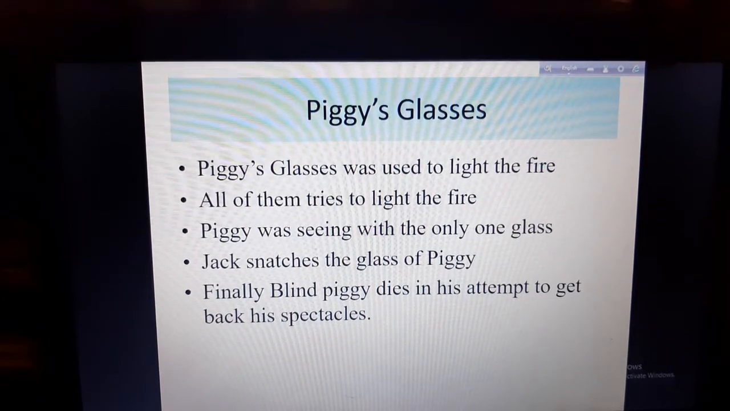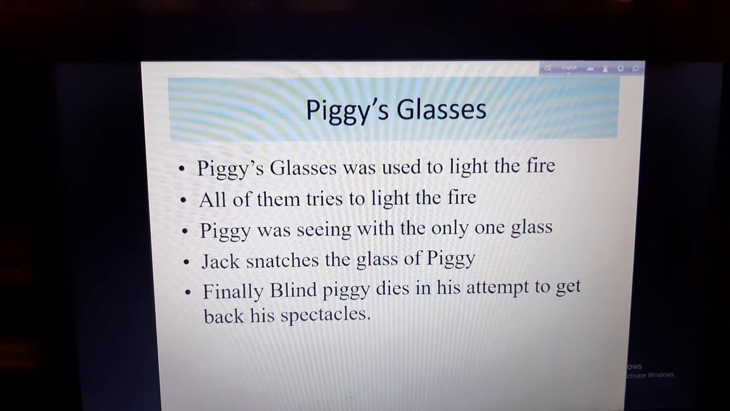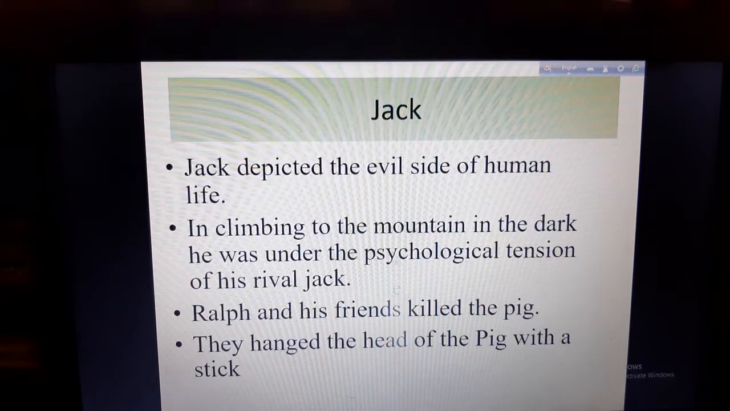Piggy's glasses. Piggy's glasses were used to light the fire. All of them try to light the fire. Piggy was seeing with only one glass. Jack snatches the glass of Piggy. Finally, blind Piggy dies in his attempt to get back his spectacles. So this portion is very touching.